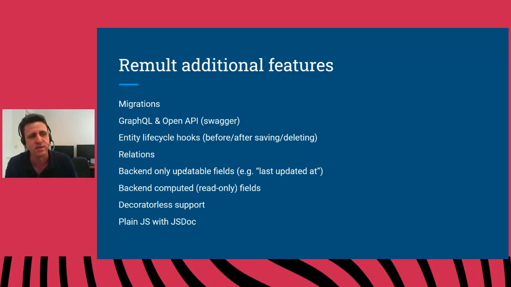Things like backend-only updatable fields, like things you can't update from the API, but are there. Computed fields. If you don't like decorators, some people don't like them, you can completely use Remult without any decorators at all. You can even use it with plain JS and JSDoc.